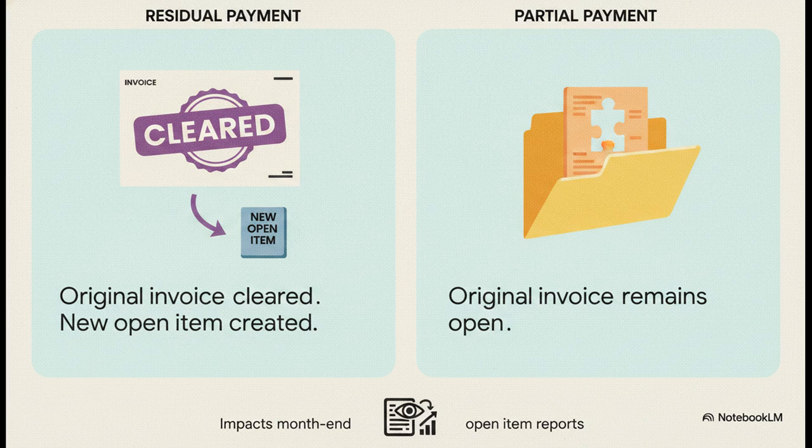Also, make sure you understand payment clearing types. If a user makes a residual payment, it completely clears the original invoice and it creates a brand new open item for whatever balance is left over. But if they make a partial payment, that original invoice remains completely open on the books. This directly impacts exactly how your open item reports are going to look at month's end.